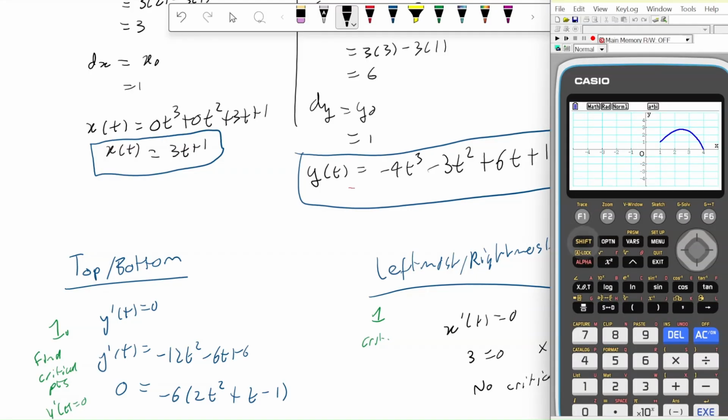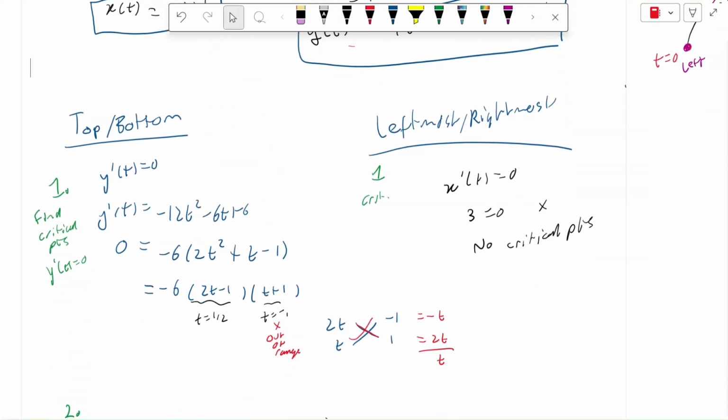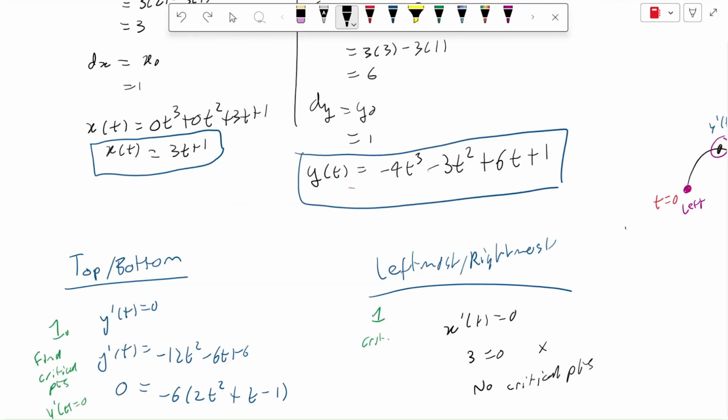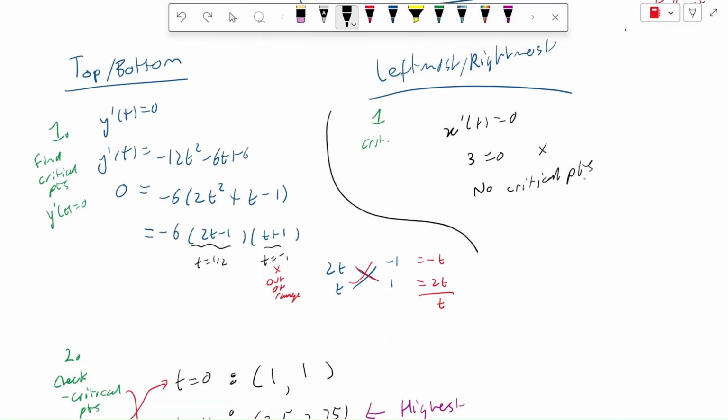That was at t equals a half, so it's flat horizontally there. And you can actually see y dash of t is 0 there on the calculator as well. But there's no sort of left-right flat bit, so we've got none of these green points on our graph. So all we need to do is check the endpoints.